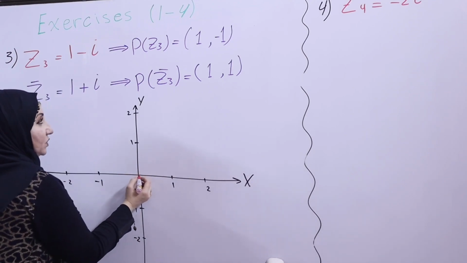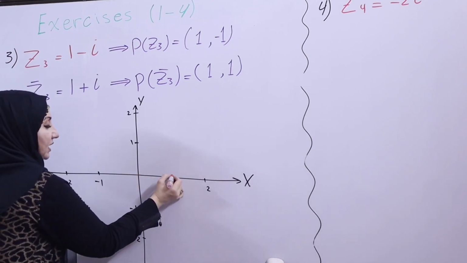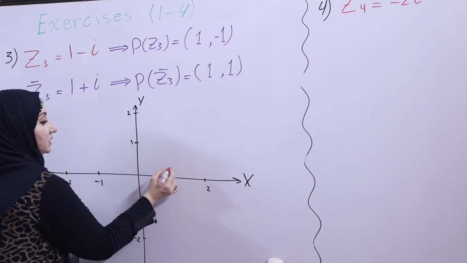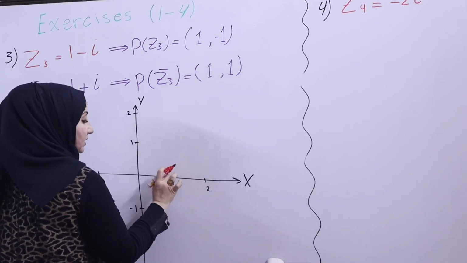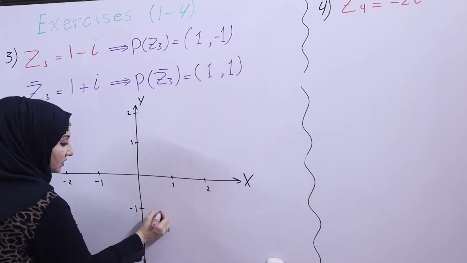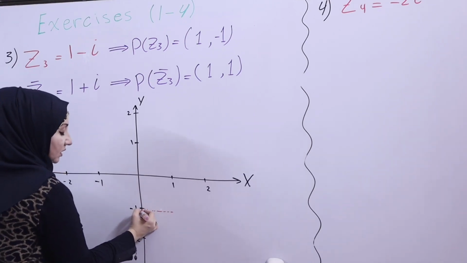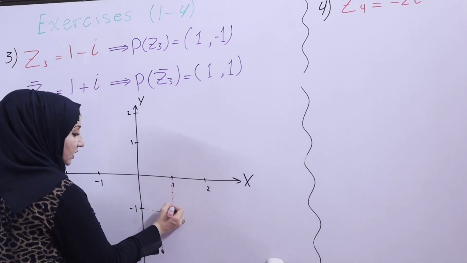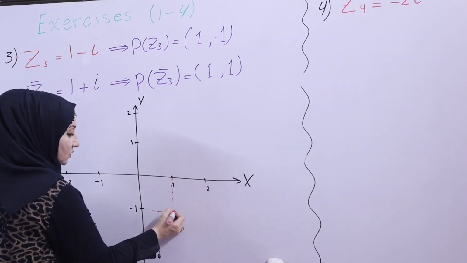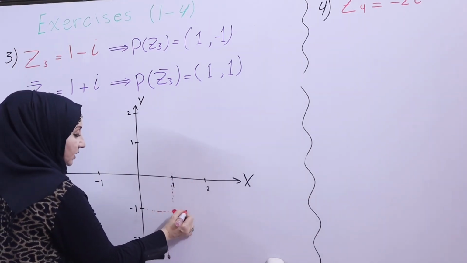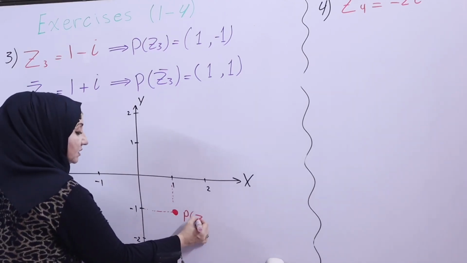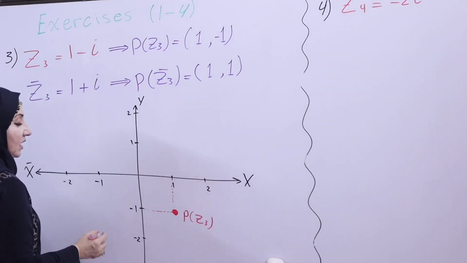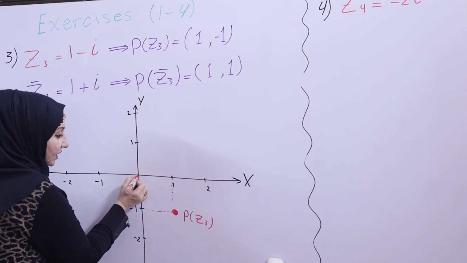So the ordered pair positive 1, negative 1 means the x coordinate is positive 1 and the y coordinate is negative 1. So this is negative 1 on the y axis, and this is positive 1 on the x axis. So the point which represents Z3 will be here. And now we will draw the Argand shape.